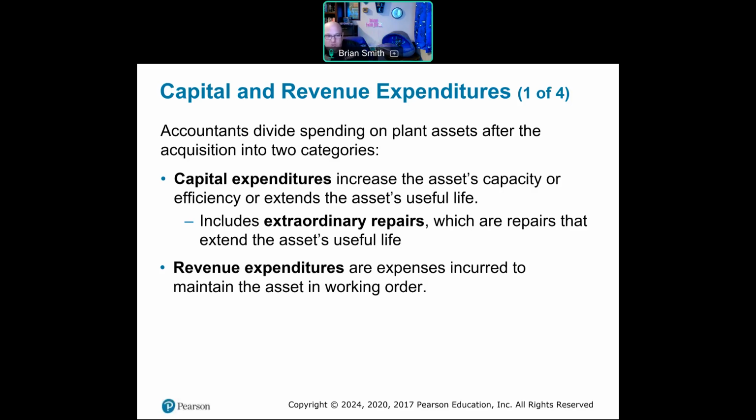So let's talk about what the difference is. Let's take cars. You drive your car, you get the oil changed, you put gas in it, you get it cleaned, and you go to the car wash. All those are going to be what this book calls revenue expenditures. I'm just calling them regular expenditures. It's just expenses. We're going to expense those.